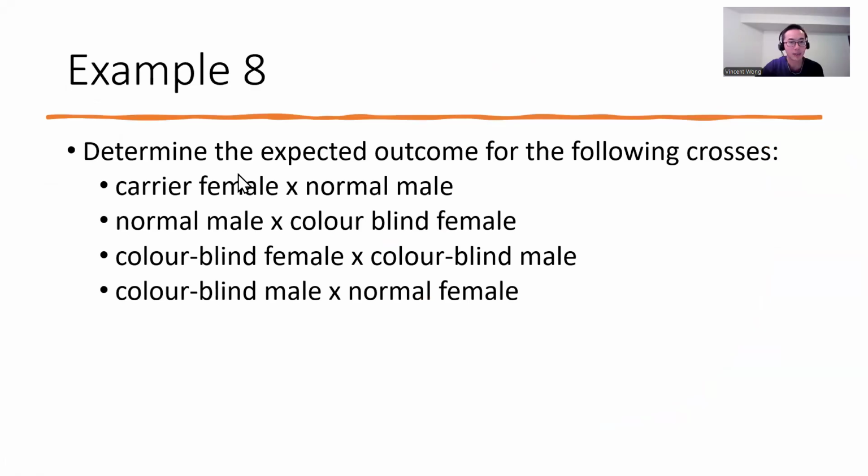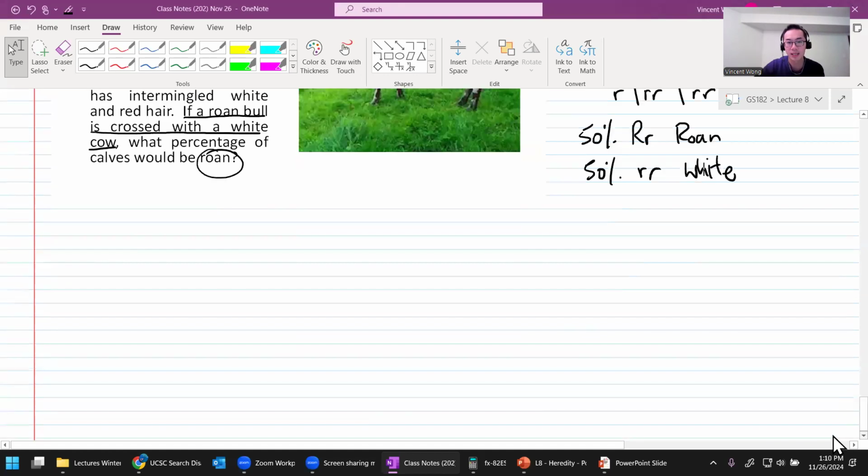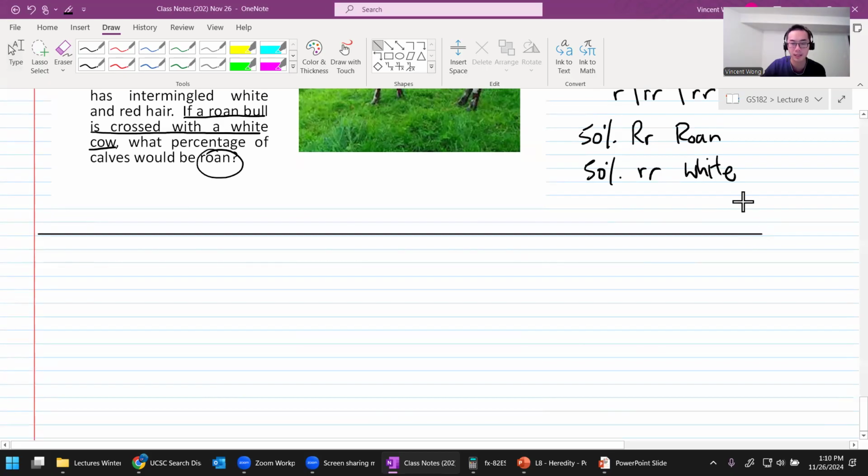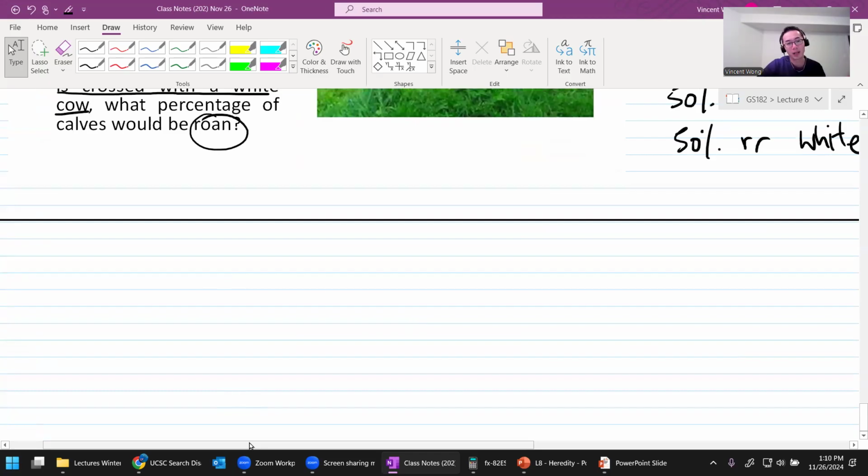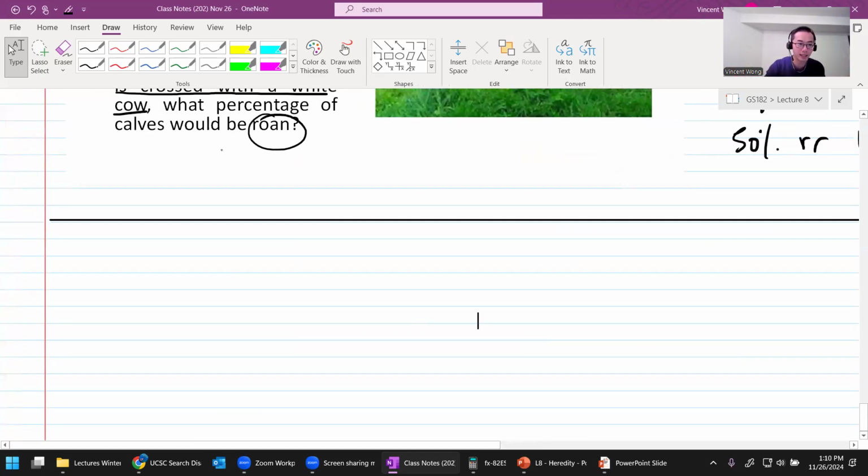All right, next we're going to try to solve problems involving X-linked conditions. I'm just going to use color blindness as an example. It's easier for people to understand, it seems, compared to something they might not have heard of, like hemophilia. But you solve the question the same way. So let's consider color blindness, which again is an X-linked recessive condition.